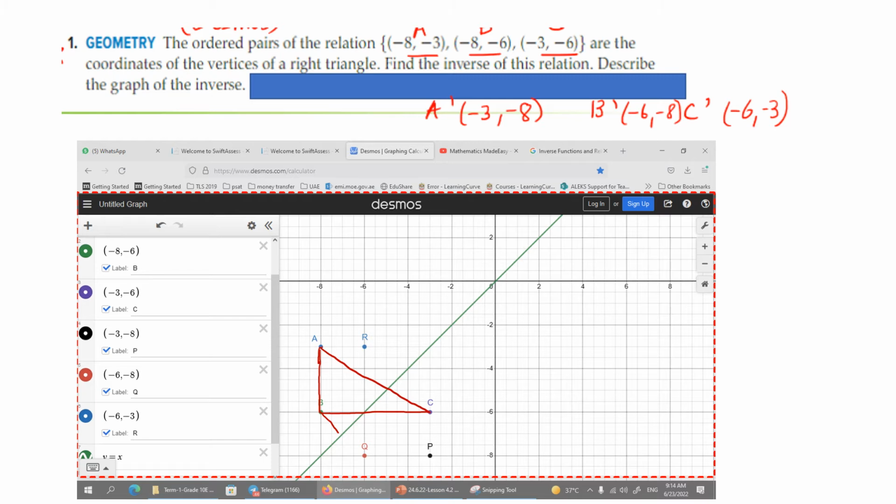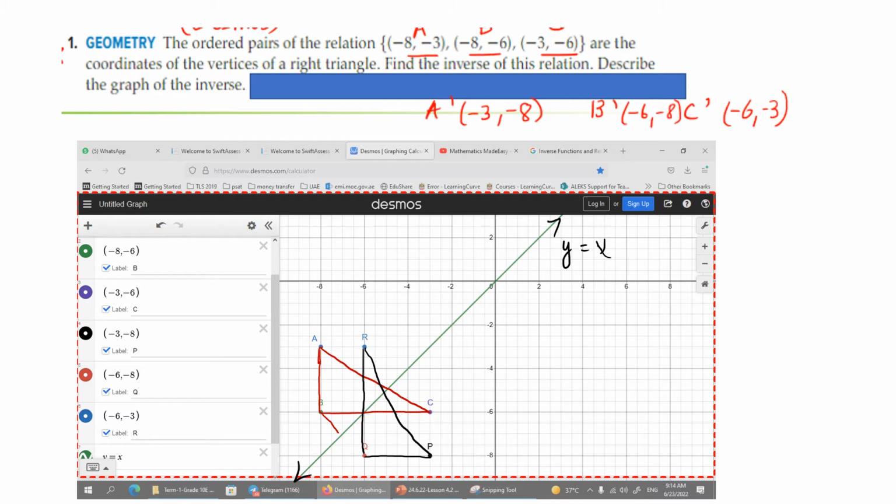Then with black, I'm going to denote PQR. So P, Q, and R. Again, it's going to be 100% a right angle triangle because they are going to be symmetric about this line. So you can see this is your y equal to x, the line, and both the triangles are symmetric.